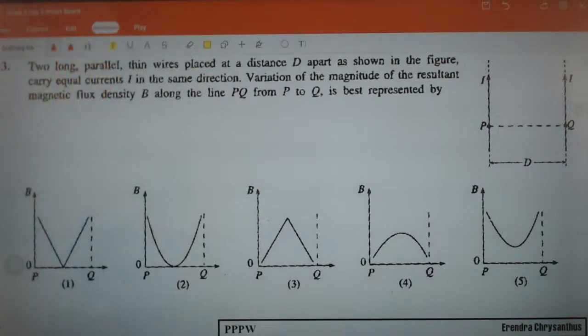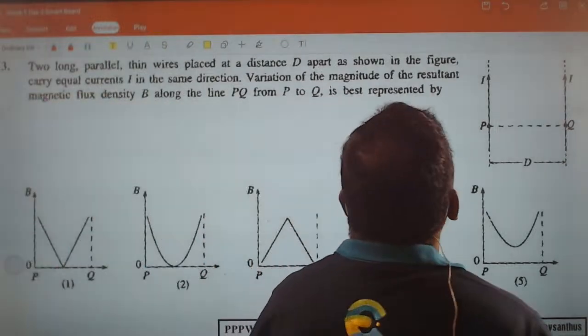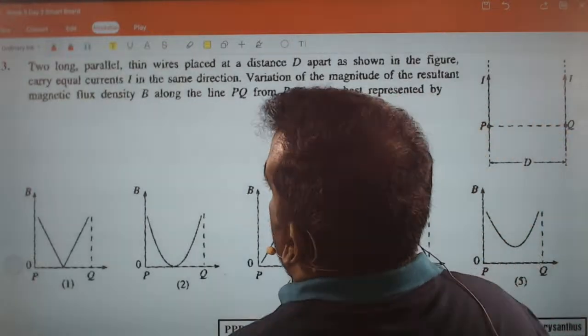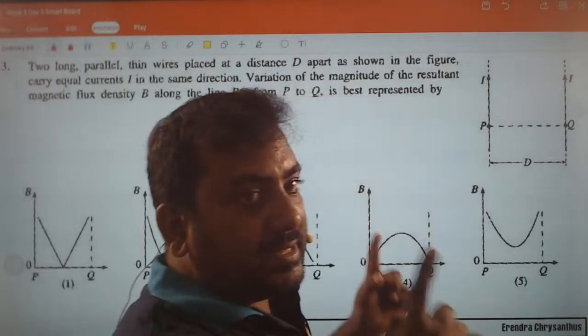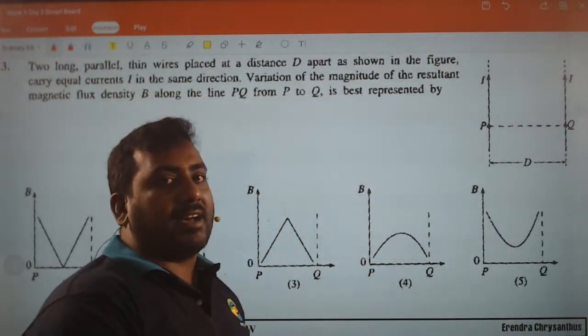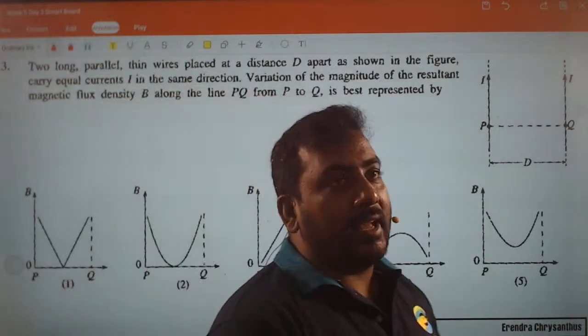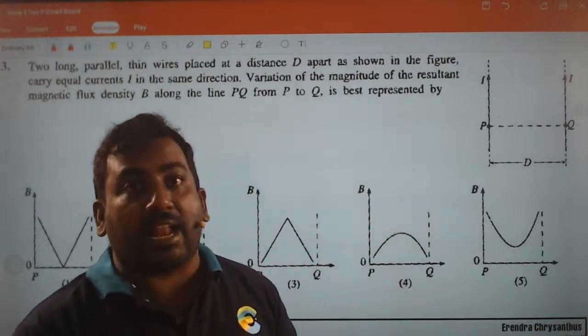Okay, Biot-Savart. Two long parallel thin wires placed at a distance d apart are shown in the figure, carrying equal currents I. Currents are in the same direction, so what can you say? There will be an attractive force.